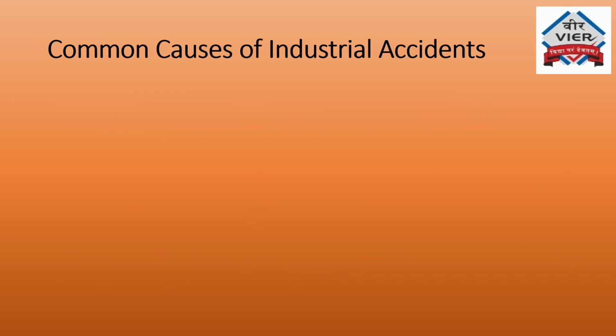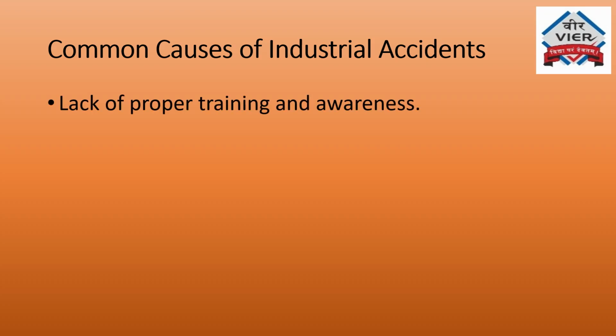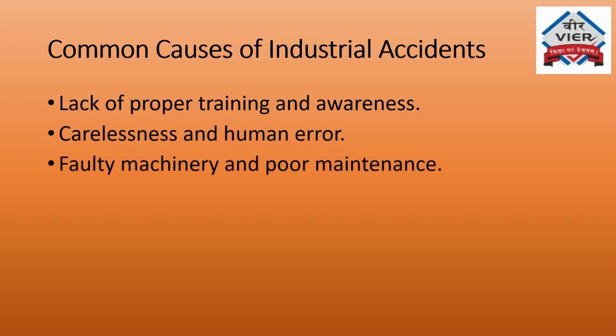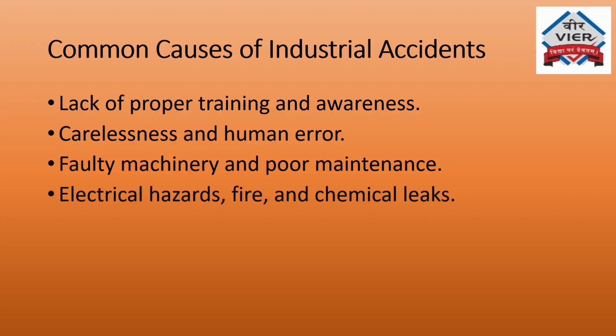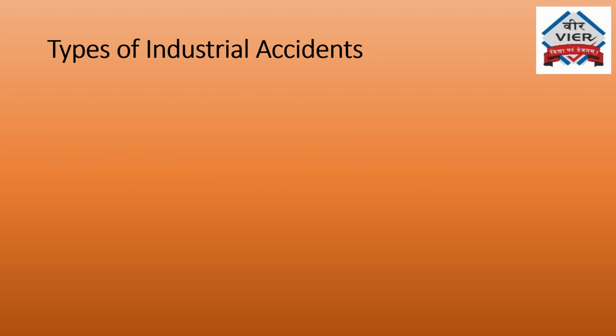Common causes of industrial accidents. Why are industrial accidents occurring? Lack of proper training and awareness among workers and employees, carelessness and human error of the worker, faulty machinery and poor maintenance, electrical hazards, fire and chemical leaks, failure to use safety equipment. These are the common causes.